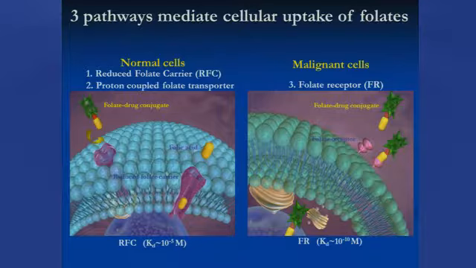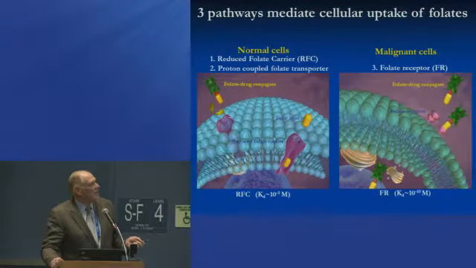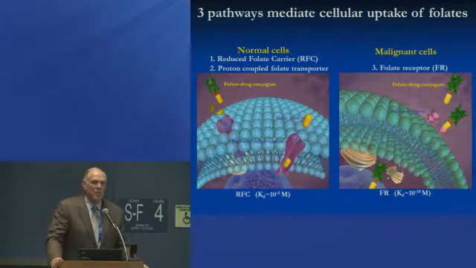Folate is required for the synthesis of nucleotide bases, and so rapidly dividing cells that have to make a lot of DNA have an enormous appetite for the vitamin folic acid. And there are 3 routes by which this vitamin is taken into cells. One is the reduced folate carrier, a second is the proton-coupled folate transporter. They both have relatively low affinity for the vitamin folic acid. Moreover, if you link a drug to folic acid, neither one of them will transport the conjugate, the folate-linked drug.